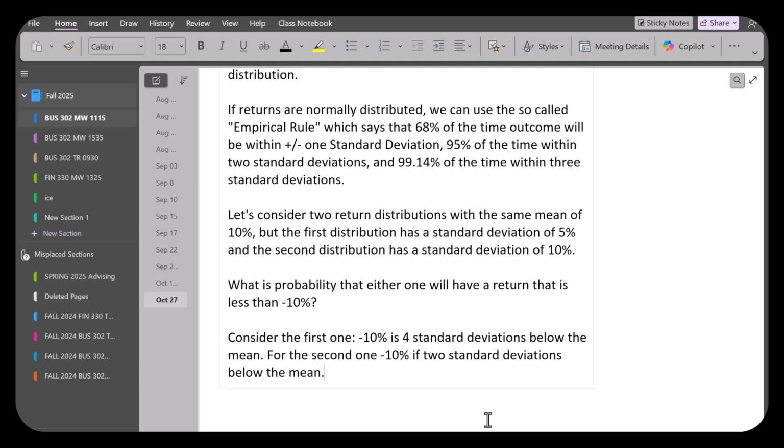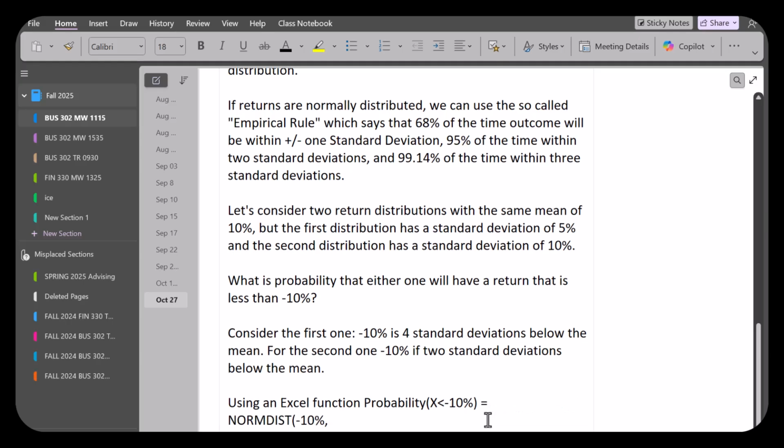We can actually calculate these probabilities using an Excel function. Using an Excel function, probability that x is less than negative 10% is equal to norm dist, negative 10%, mean, sigma, true.